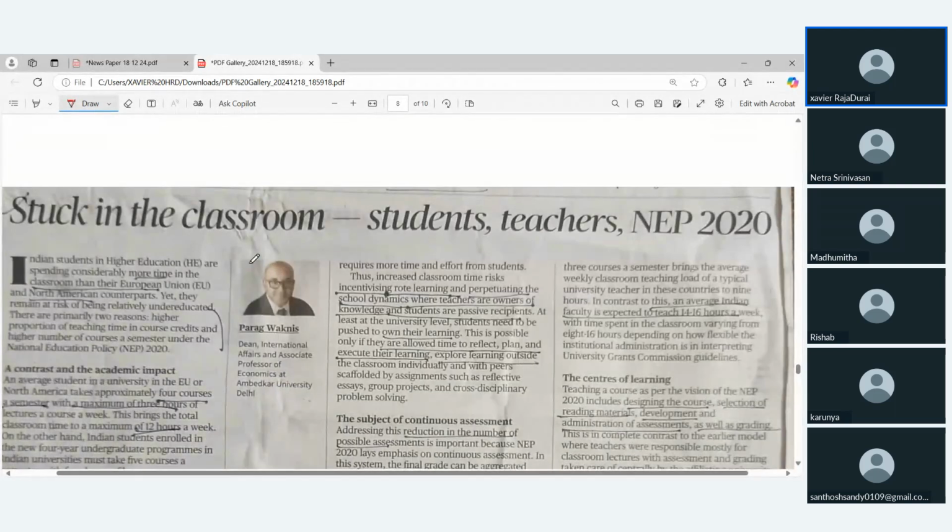Then, stuck in classroom, student, teacher, National Education Policy 2020. This is very simple. Students and teachers both are spending more hours in the classroom. I'm giving this for discussion here. If a student and a teacher both are spending more time in the classroom for the teaching-learning process, then how will it be productive to improve their innovative skills and research-related things? This is the question.